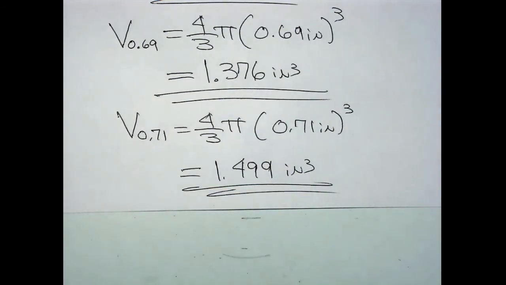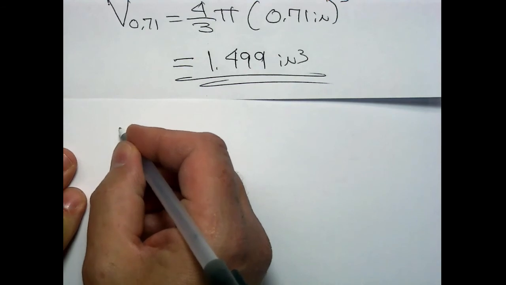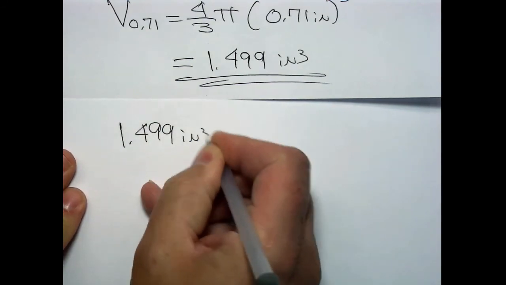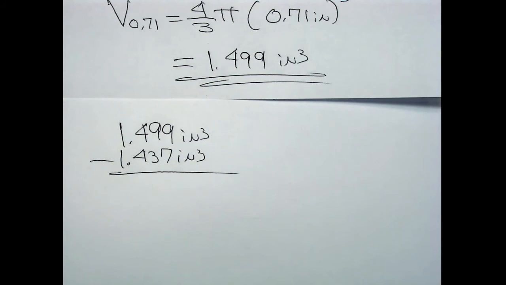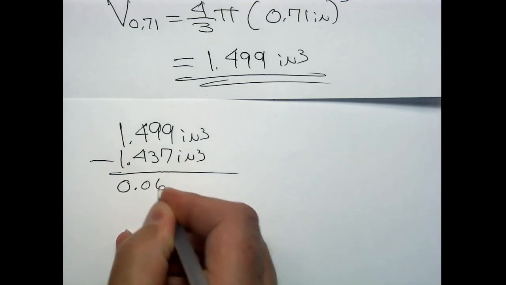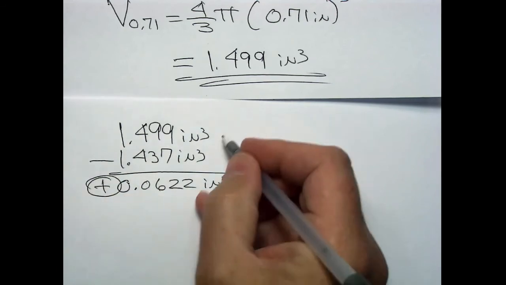Now, the final result I'm going to deliver to my boss is that the volume of the ball bearing is 1.437 plus or minus some number. So what is that number? So I want to find out what that plus or minus is on the volume. It's not going to be 0.01. So if I take 1.499 cubic inches and I subtract 1.437 cubic inches, let me see what we get from that. Minus 1.437, we get 0.0622 cubic inches, and that was an overshoot in volume, because this is the big volume here.